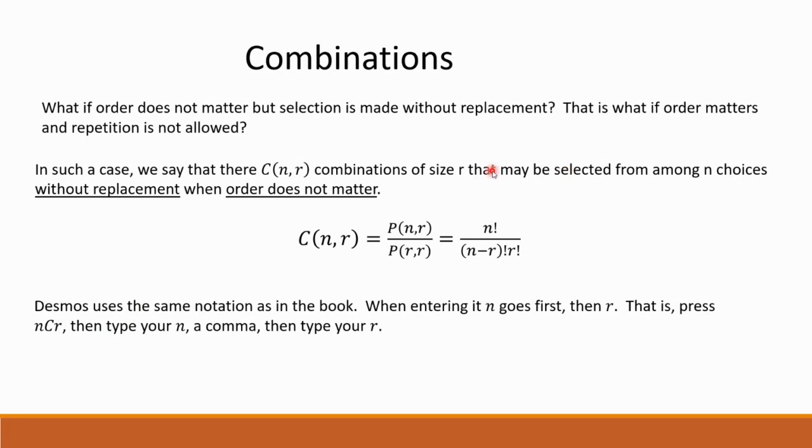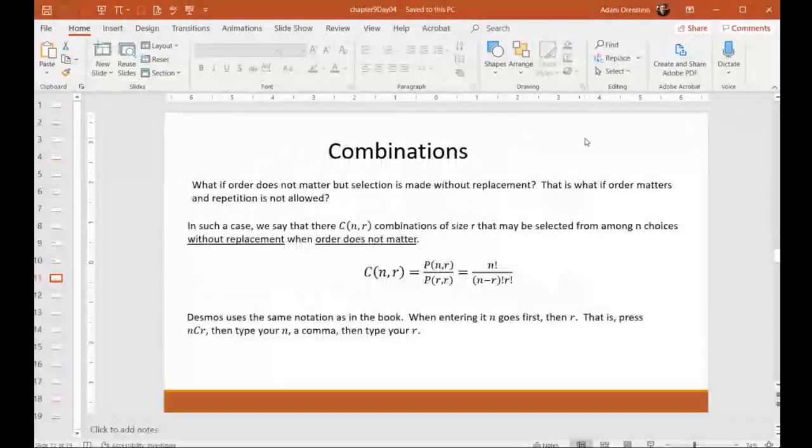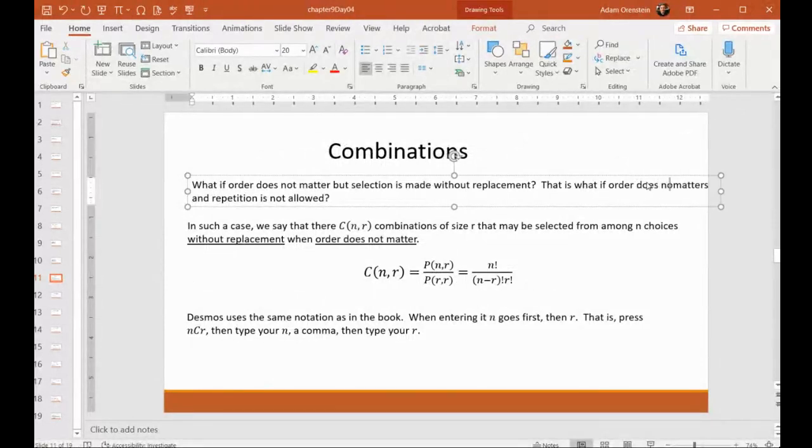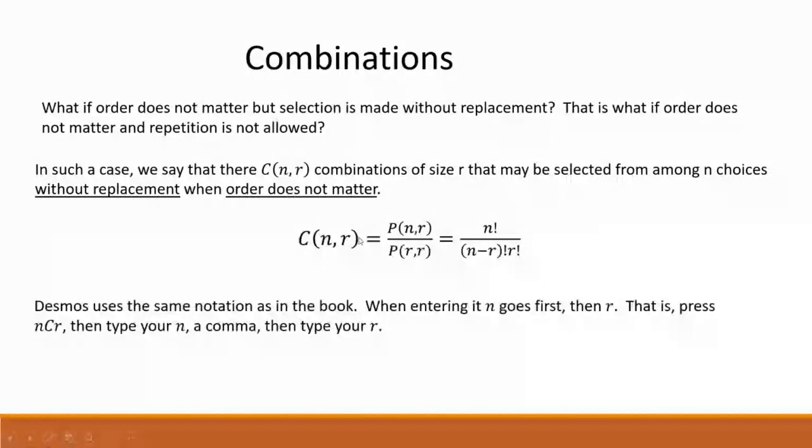Then we have what's called combinations. Order does not matter. A combination, again, is without replacement, so no repetition, and order does not matter. You're making a selection of size R, or you could think of it as forming a list of size R from N choices. Again, the order does not matter, and there's no repetition.